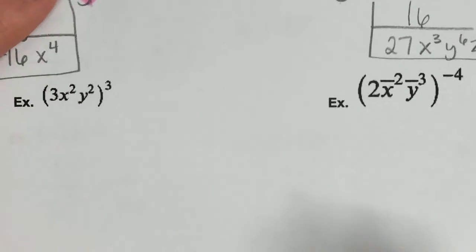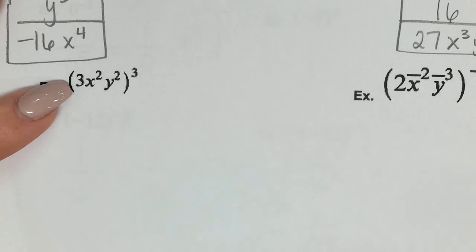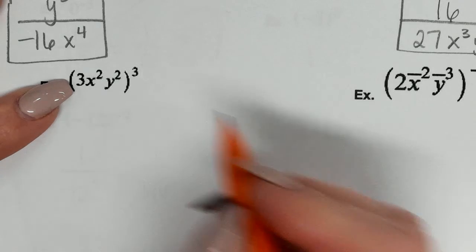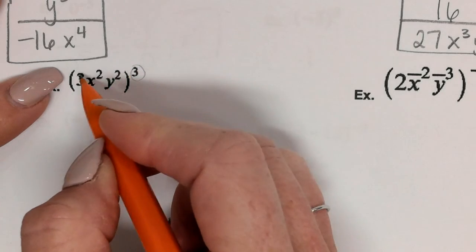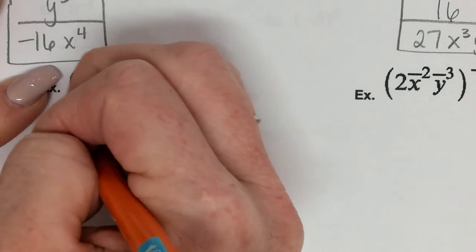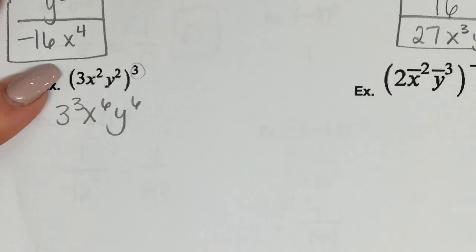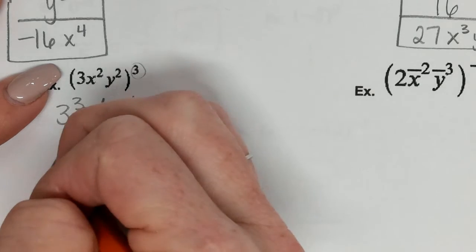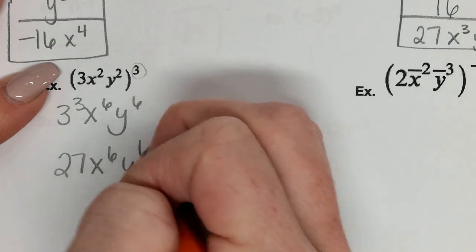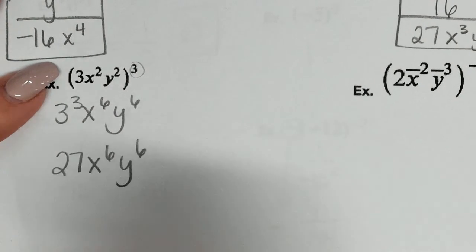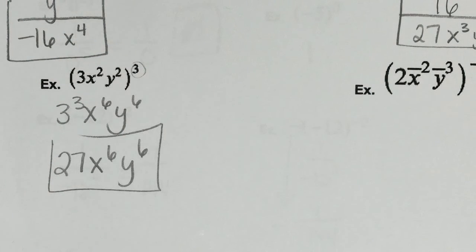All right, let's try this next one. What's the first thing I need to deal with? This 3 has to go with everything. So 3 to the 3rd, x to the 6, y to the 6. I'm almost done. Should I expand 3 to the 3rd? Yes. Probably. What is 3 to the 3rd? 27. On the EOC, they would do that one. So that's why I just want you to be able to see that it will be done.